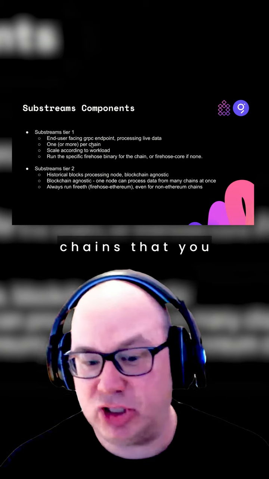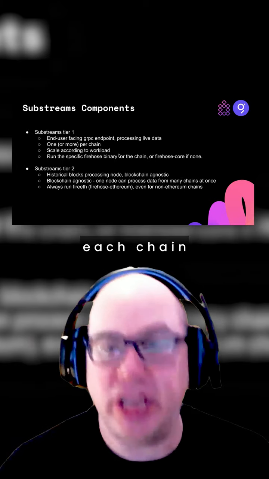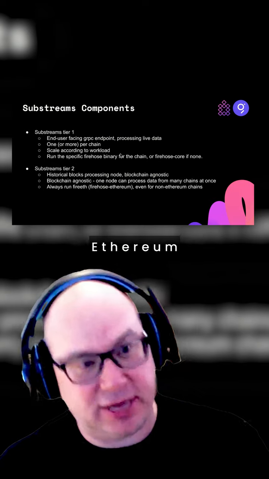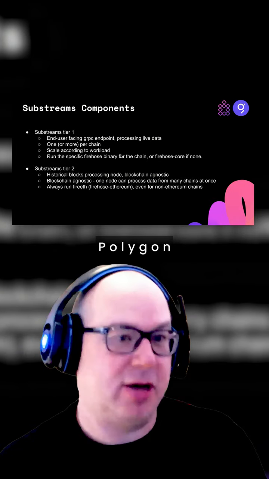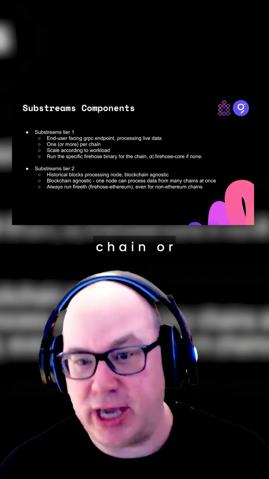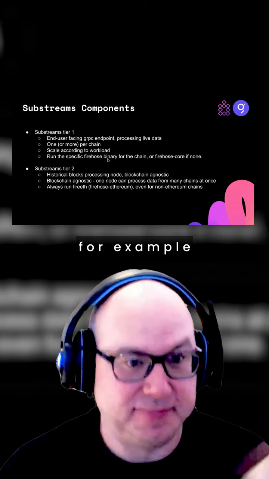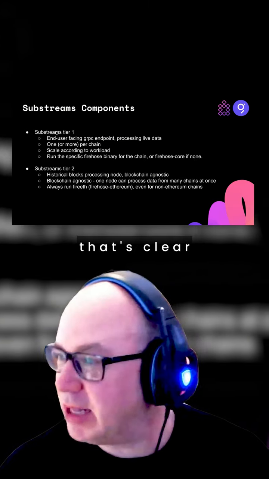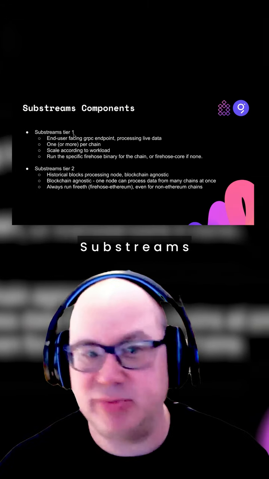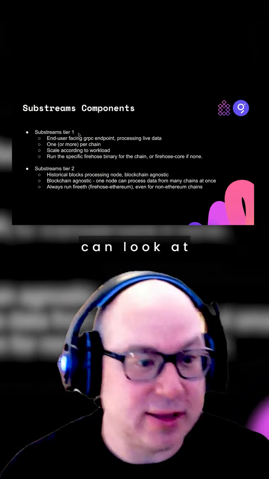And then if you have different chains that you want to support, you need a substreams tier one endpoint for each chain, just like you need a Firehose for each chain. So you need a Substreams for Ethereum, you need one for BSC, you need one for Polygon, etc. All right, and then you run the specific Firehose binary for the chain, or Firehose core if it's for Solana, for example. So hopefully that's clear. It's just the normal setup that you would normally do with the rest of the Firehose stack. Substreams tier one looks pretty much like that. And I have the config files later so we can look at them.